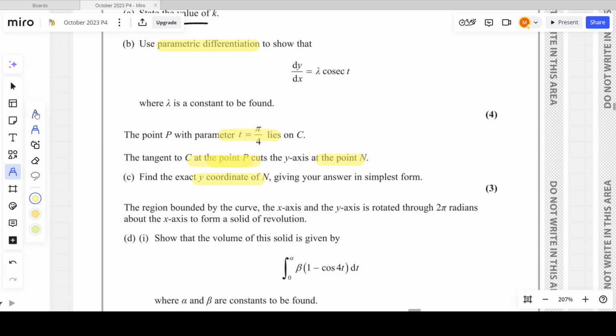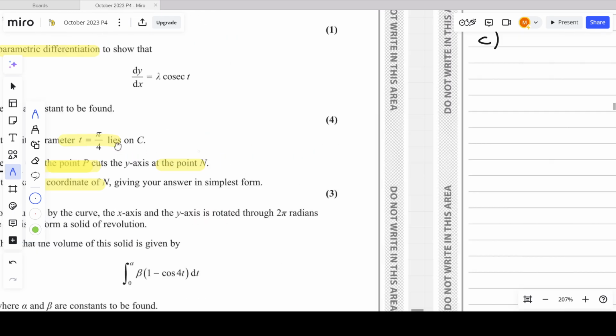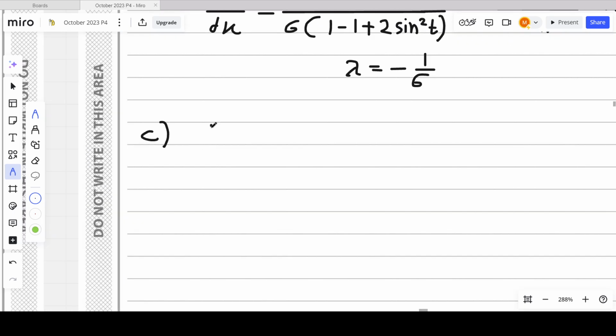Okay. So we need the equation of the tangent at first, right? So how can we figure out the equation of the tangent? Since the parameter is given, we will use this parameter to find the derivative, that is the gradient of the curve at point P, and using that parameter we will also find the x and y coordinate of point P. So let's do that. t equals pi over 4.